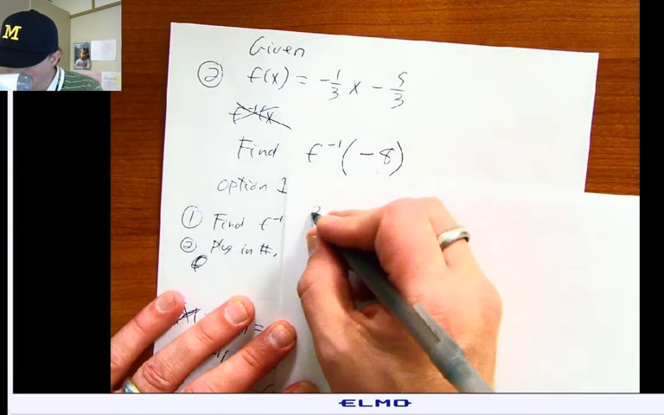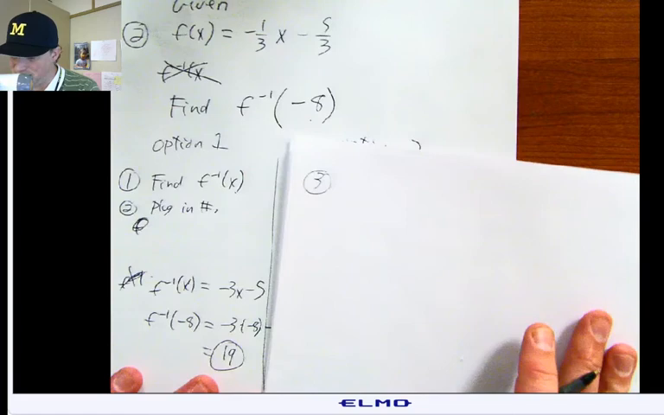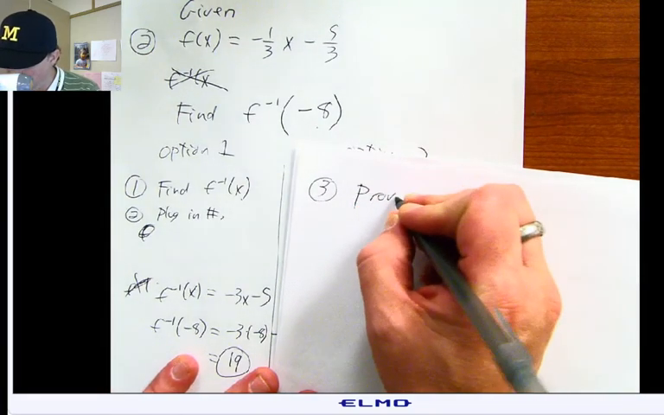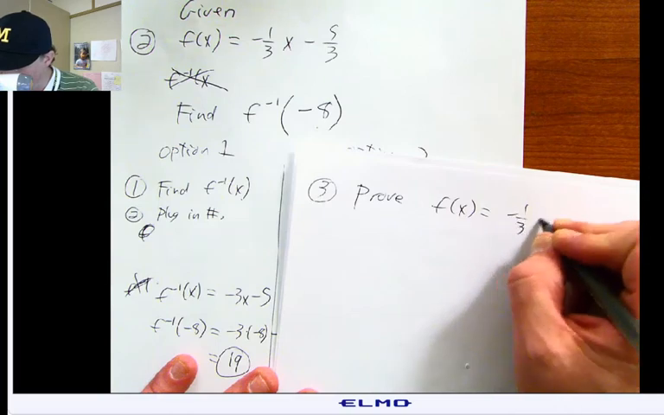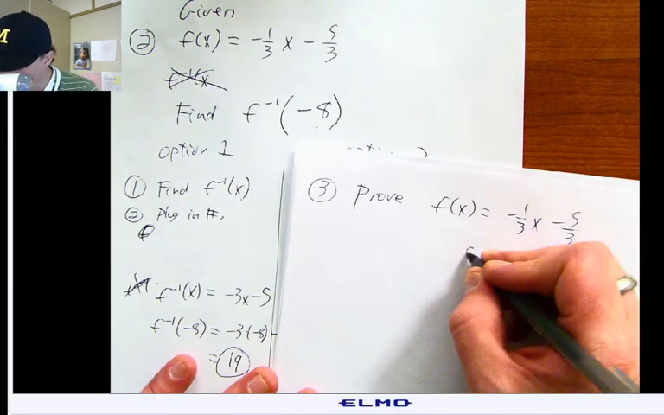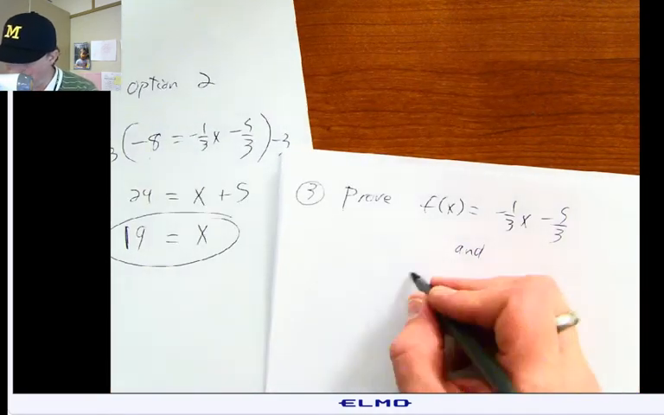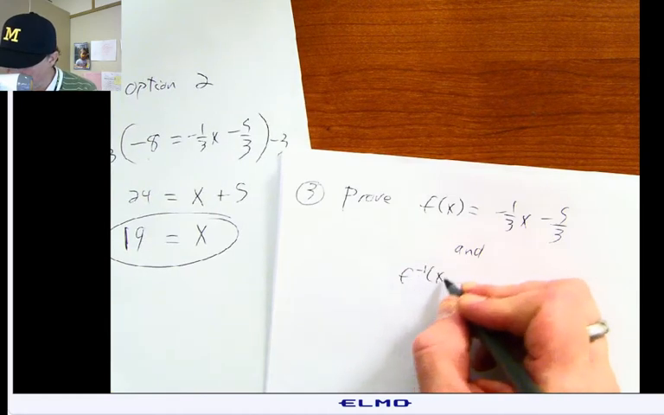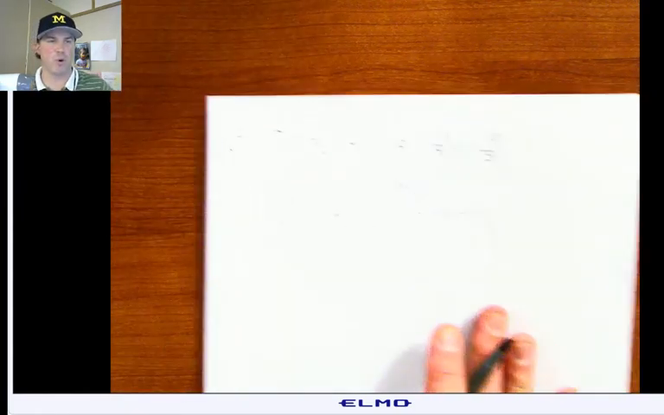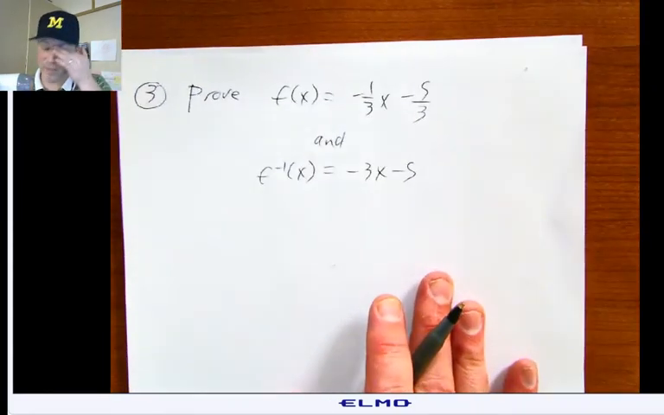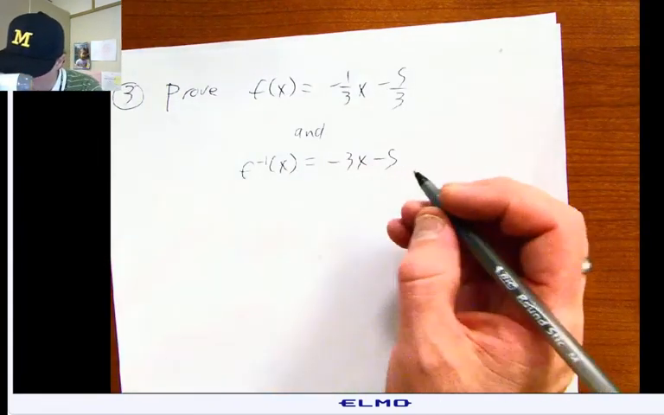One more example. Let's have it be this: prove that f of x equals -1/3 x minus 5/3 and f inverse of x equals -3x minus 5. Prove that these two functions are inverses.